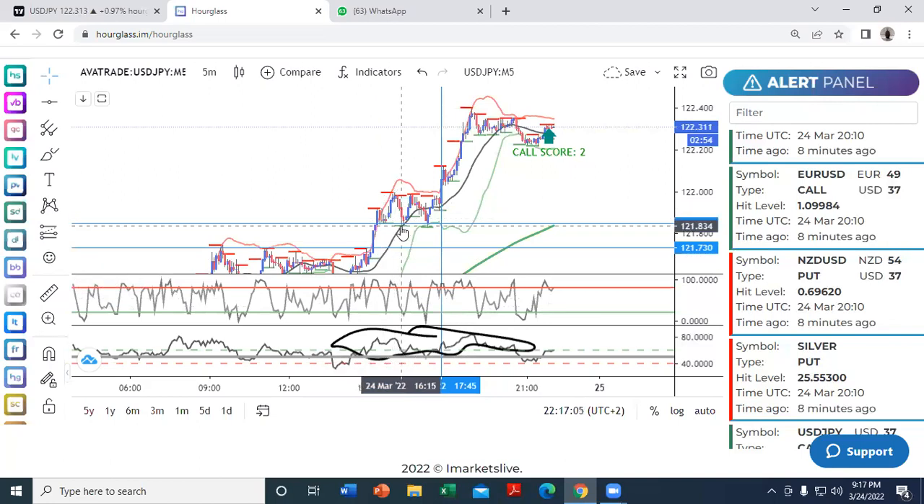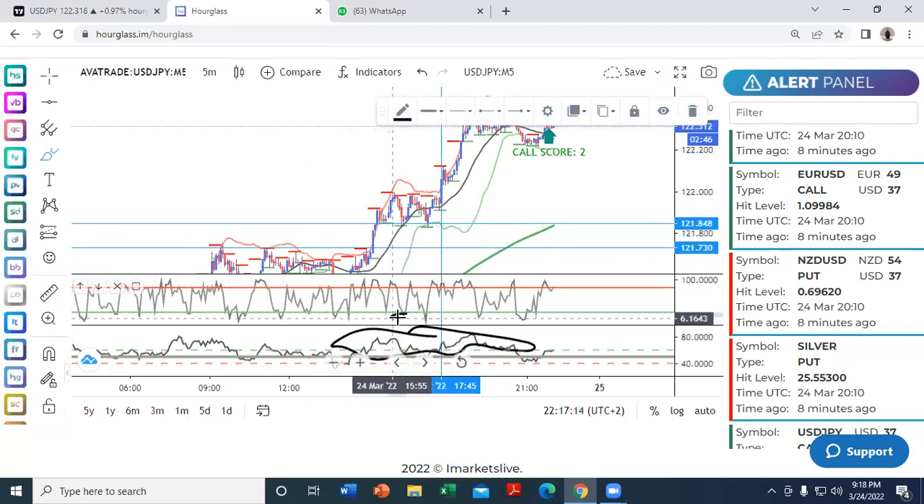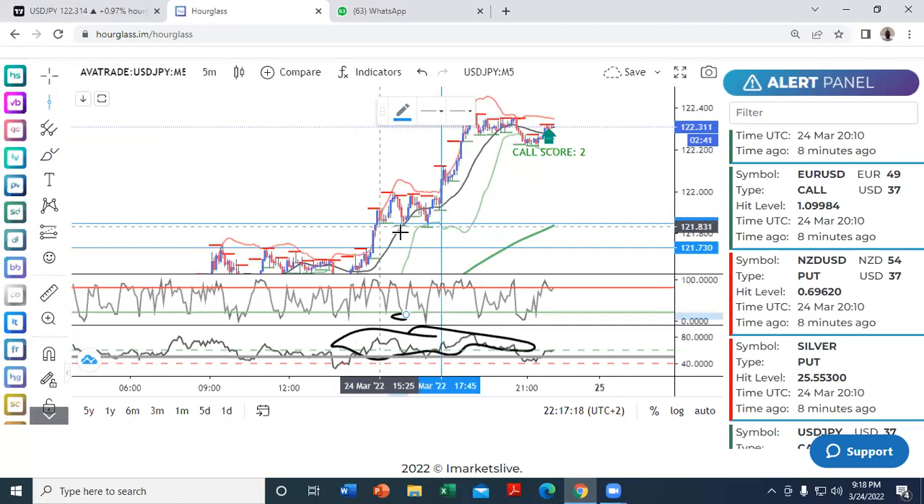Every time the market came down here, what did it do? Look at it. This was the first time it came below. Did we clear the trade or not? This was the candle.